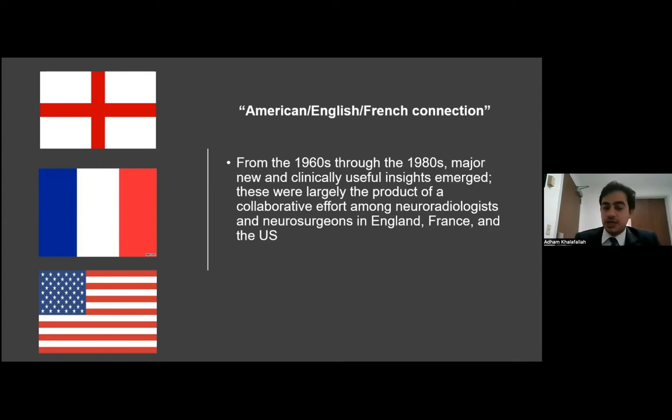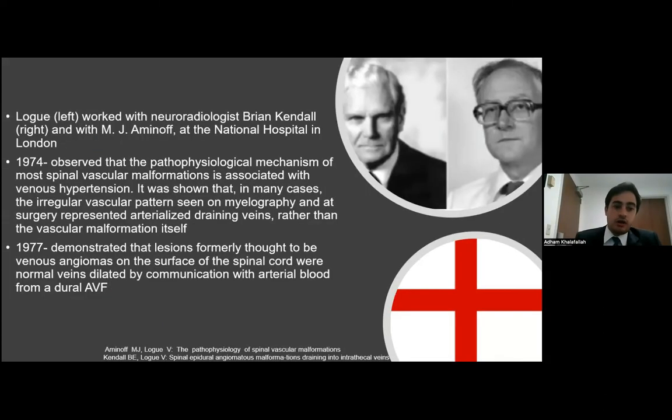So starting first in England, where Logue worked with the neurologist Brian Kendall in London, and they started understanding the pathophysiological mechanisms behind the vascular malformations. Now it's understood that it's about venous hypertension. It's not about the vascular pattern, because in Elsberg's case, they would take out the whole vascular lesion without understanding that it's due to the venous hypertension rather than the malformation itself.